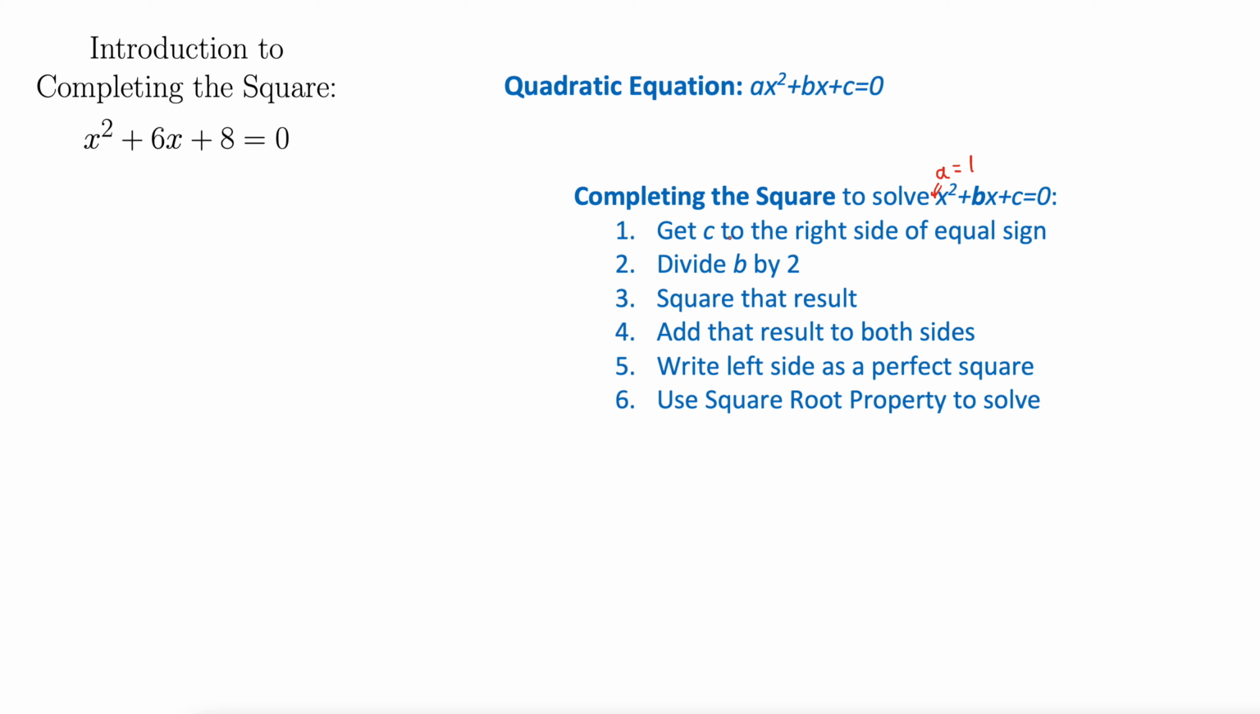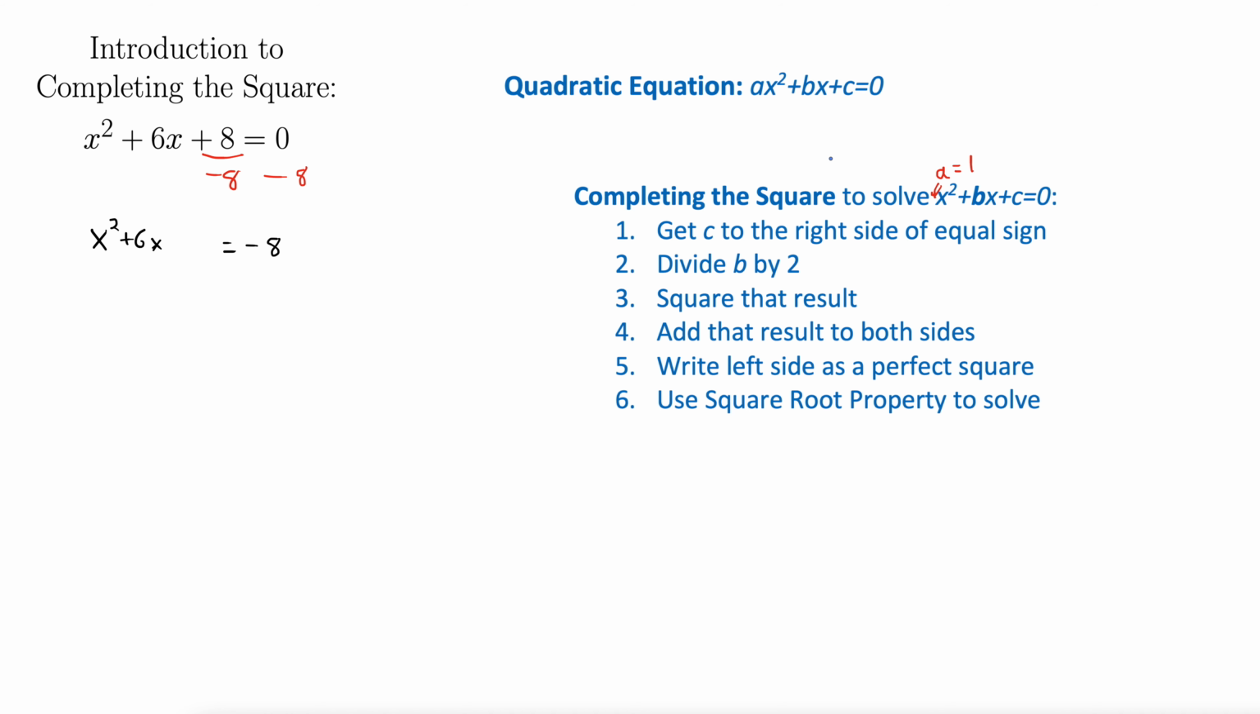Okay, so here are the steps, and let's just follow the steps along with this example. X squared plus 6x plus 8 equals 0. Okay, get c to the right side of the equal sign. Okay, so here's what I mean by c. This is the plus 8, so we'll subtract 8 off from both sides. Right, that leaves us with x squared plus 6x, and then I'm going to leave some space, equals negative 8. Okay, so you want to leave some space there.